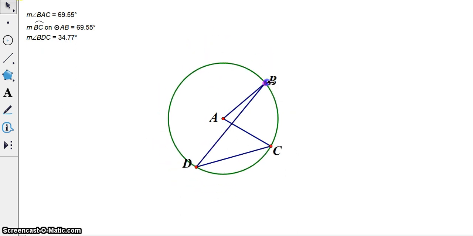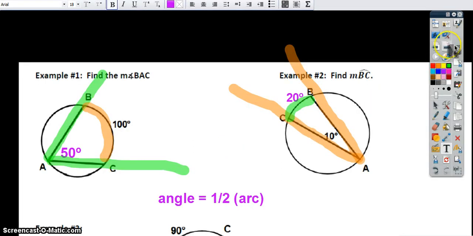Okay? So, let's see, where are we? There we go.